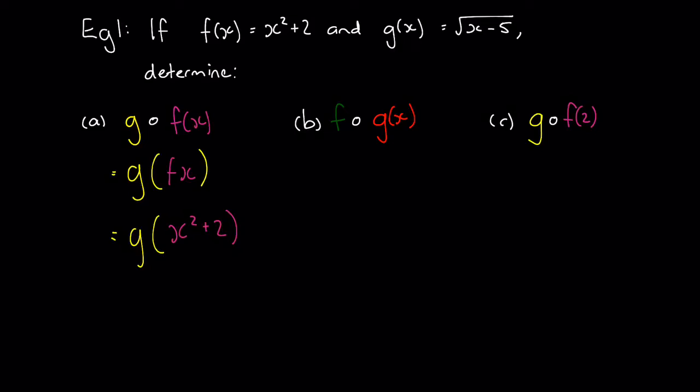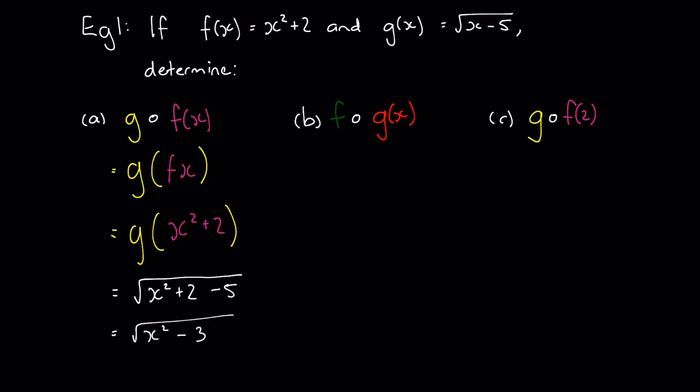And after that, we then have to substitute the x squared plus 2 into g of x. So this x squared plus 2 needs to be substituted into g of x wherever you see the x. So it's going to be root x minus 5 is g of x, but in place of x now needs to be x squared plus 2 minus 5. And then we simplify that. So that becomes x squared plus 2 minus 5, which is x squared minus 3.